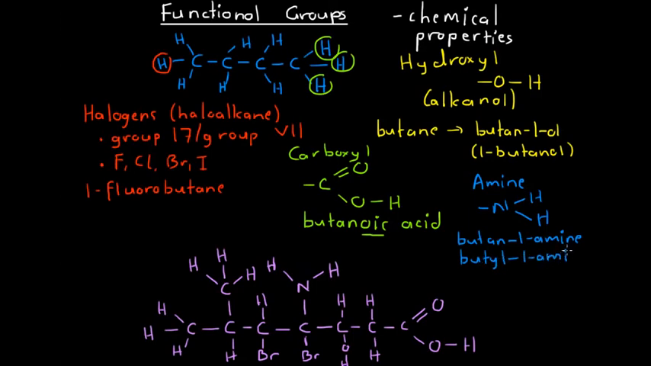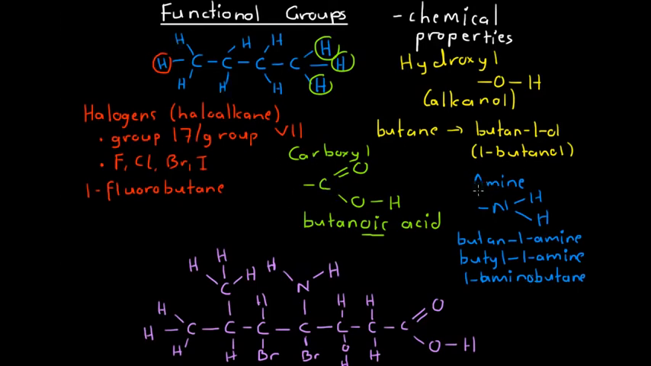Butyl 1 amine, or 1-amino butane. So there are a few different ways we can write it. Usually we would write this as butane-1-amine. However, 1-amino butane can come in useful, as we're about to look at. So obviously these are the ways we name our things.